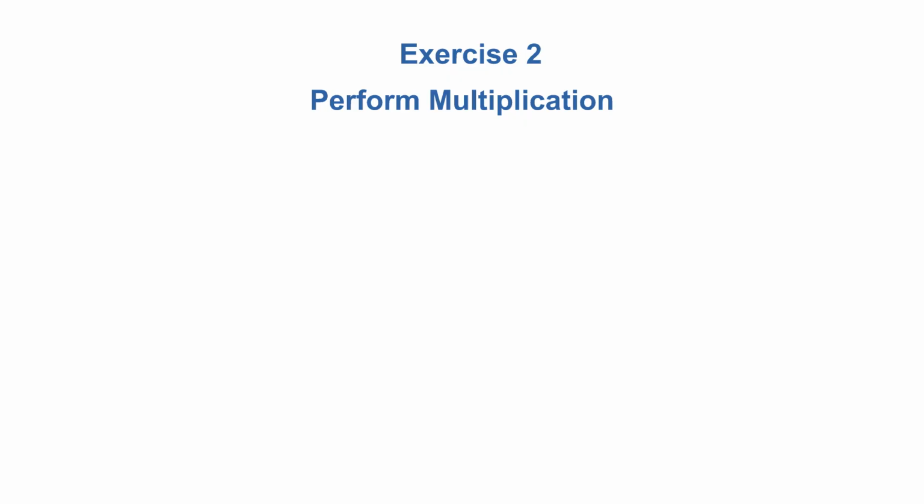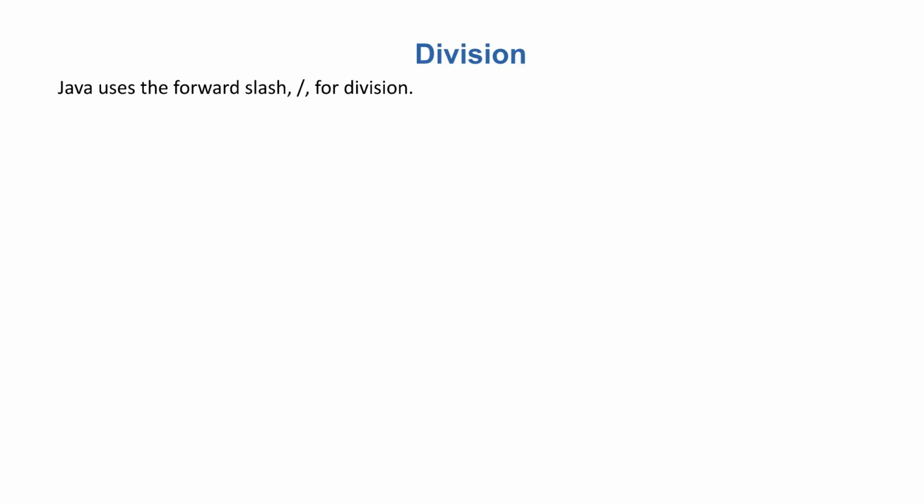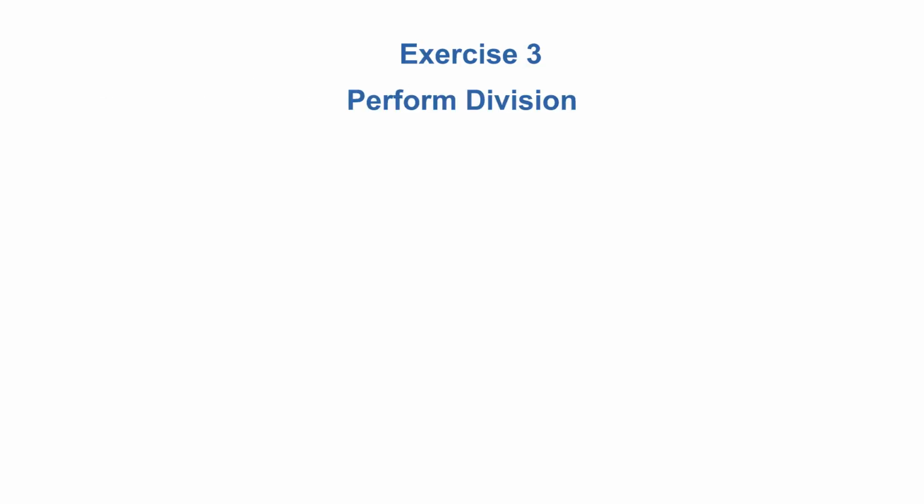Exercise 2. Perform multiplication. What would you change to multiply A and B? Run it. Try numbers 5 and 2. What happened? Did it print 5 times 2 equals 10? It should have. Next, let's try division. Java uses the / for division.